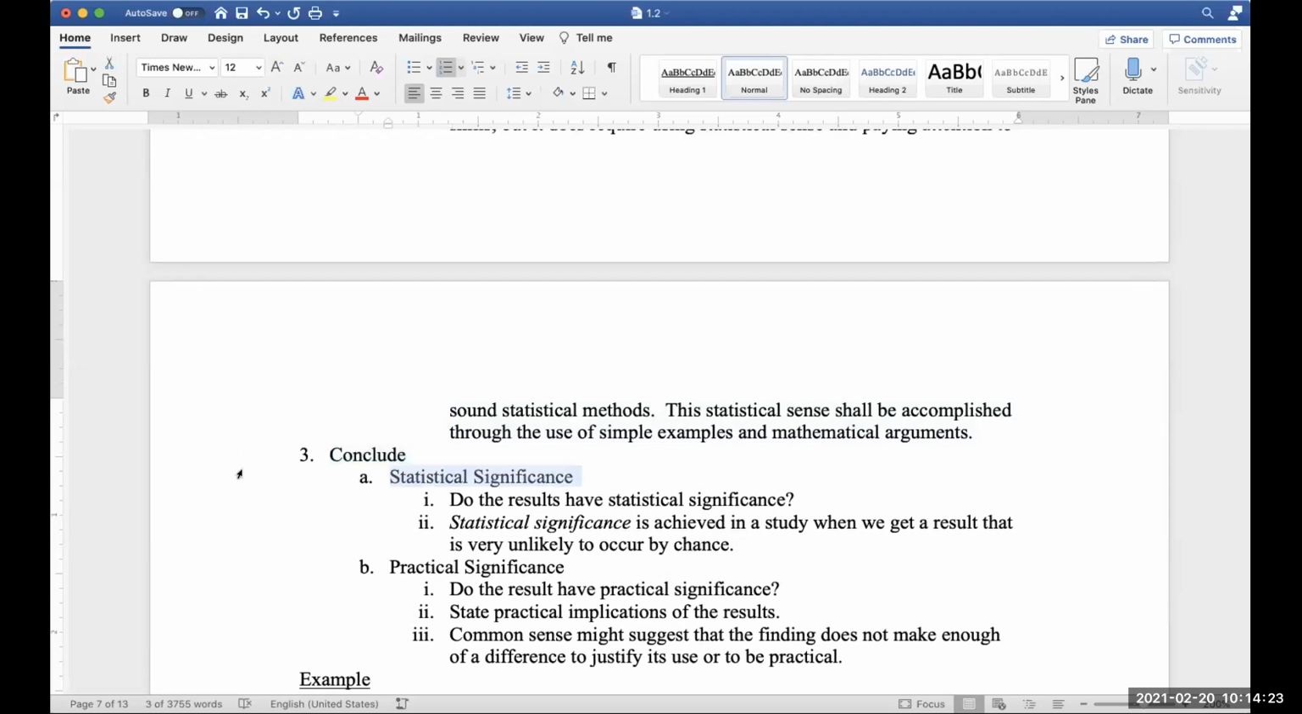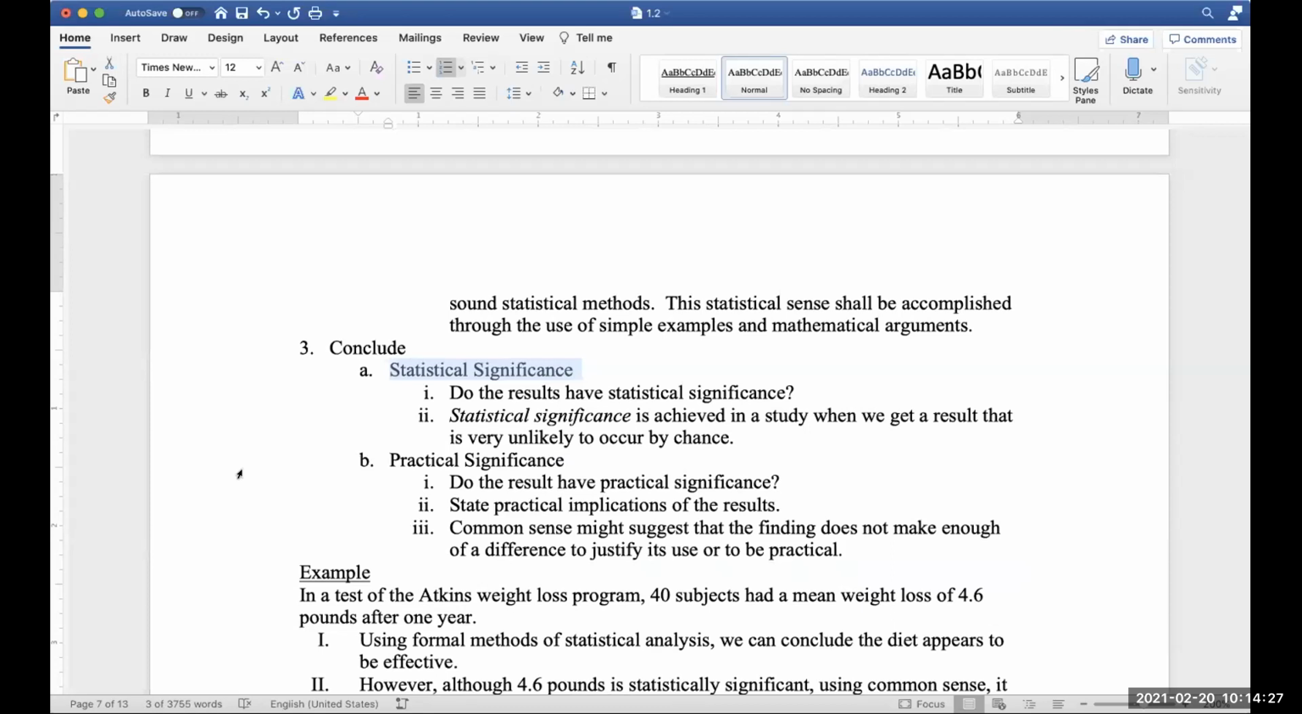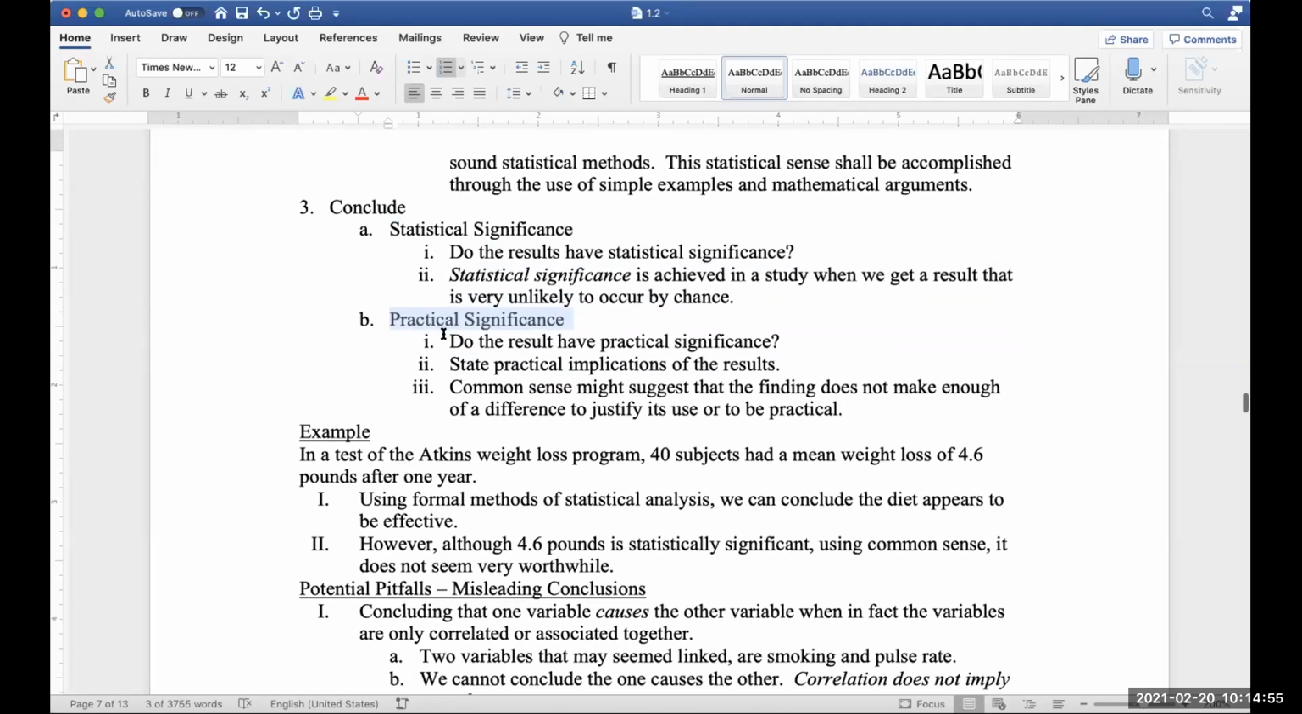So, conclude. First, you have to look at statistical significance. There is a technique that you'll be learning later in this course. Do the results have statistical significance? Statistical significance is achieved in a study when you get a result that is very unlikely to occur by chance. Practical significance: do the results have practical significance? State the practical implications of the results. Common sense might suggest that the findings do not make enough of a difference to justify their use or to be practical.